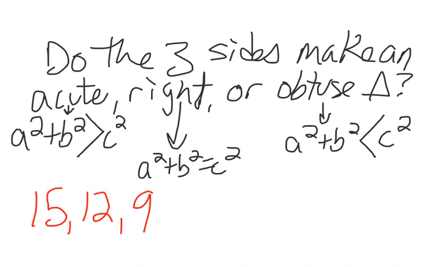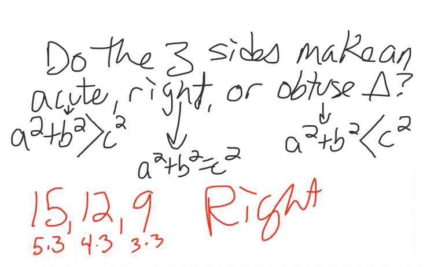Right. Oh, this is one of those ones, if you happen to notice it, it's a 3, 4, 5. Did you notice? 3, 4, 5. Yeah, they're all just multiplied by 3. So this one's 3 times 3. This one's 4 times 3. This one's 5 times 3. So if I recognize that I have a 3, 4, 5, or any of its multiples, it's automatically a right triangle.